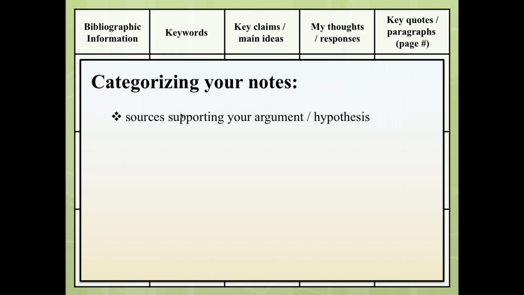Okay, keep those in one category. And then what about the other category, those sources that are undermining or contradicting your argument? Take note of those as well. You're going to want to engage those, because if there's something that's contradicting your argument, you're going to have to respond to it. Okay, so either you're going to have to alter your argument or you're going to have to respond to the contradiction.